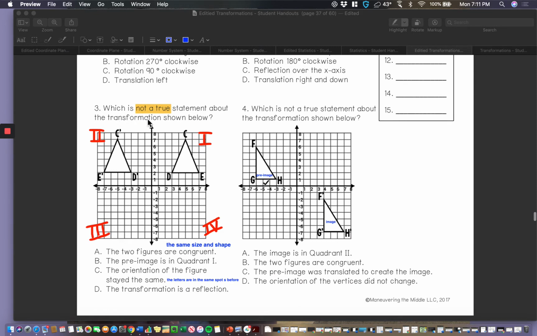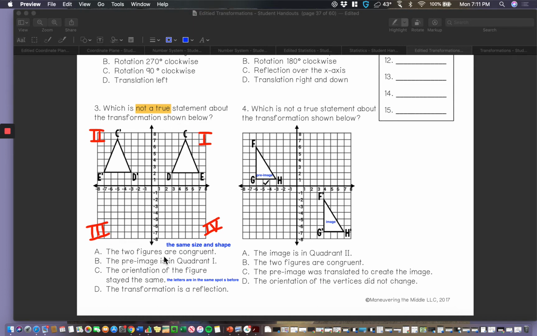Number 3, which is not a true statement about the transformation shown below? It says A, the two figures are congruent, or the two figures are the same size and shape. B, the pre-image is in quadrant 1. C, the orientation of the figures stayed the same. So a little note there, the letters are in the same spot as before. Or D, the transformation is a reflection. Now remember, you're picking the one that is not true.